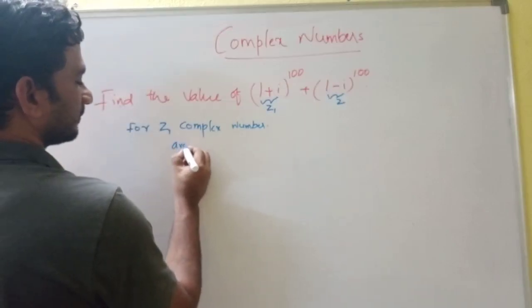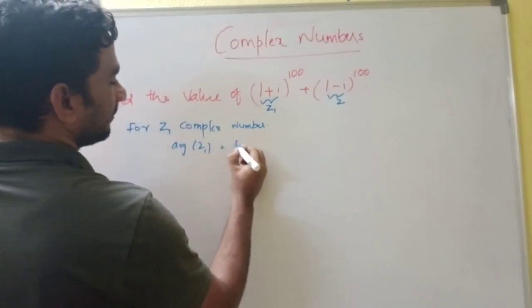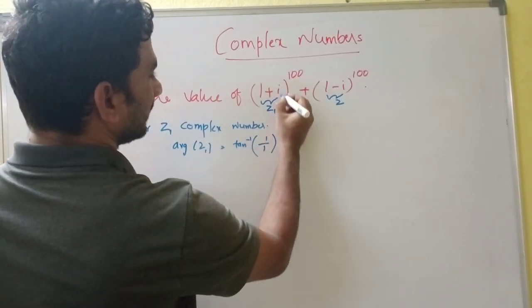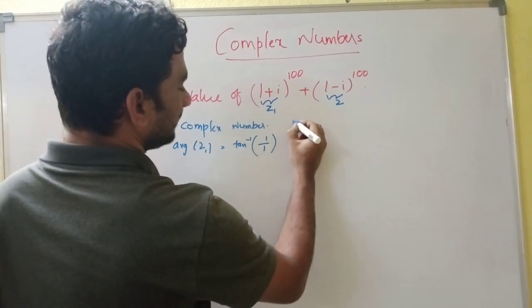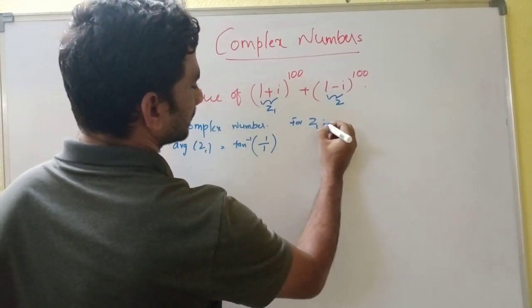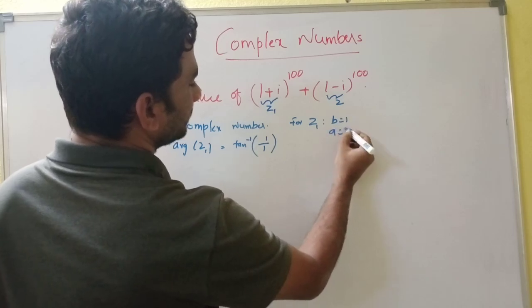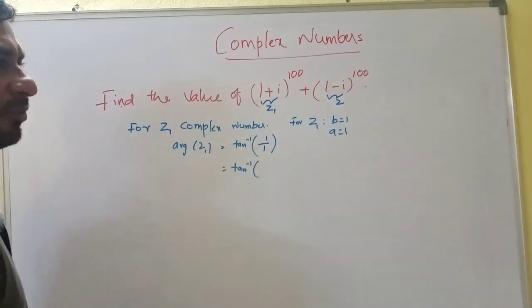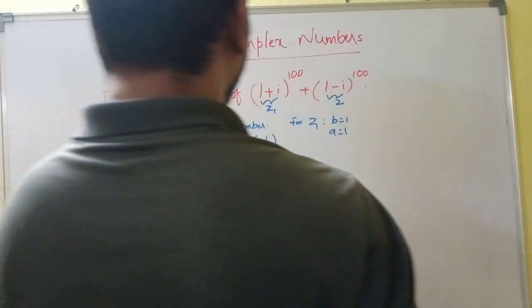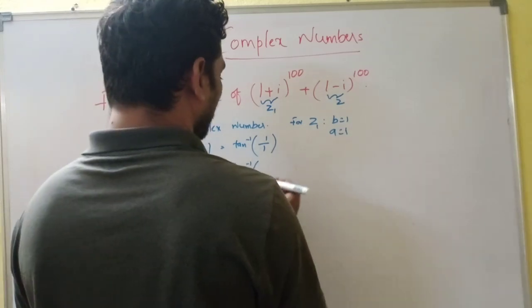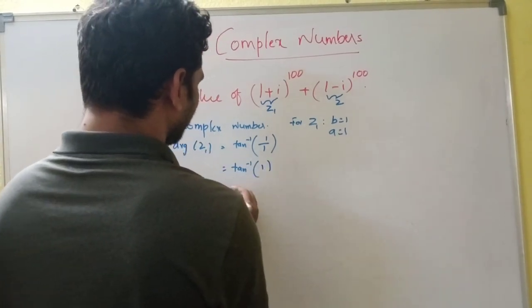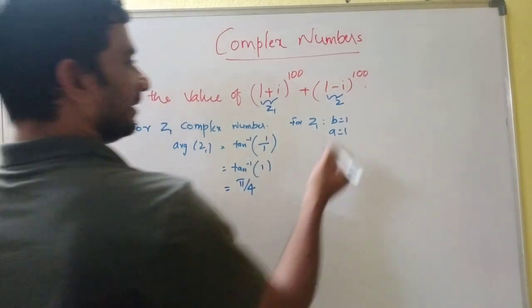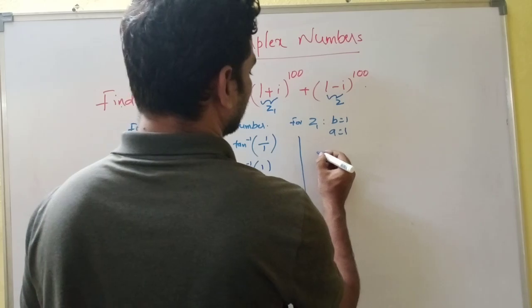For the Z1 complex number, the argument of Z1 equals tan inverse b by a. Here for Z1, b equals 1 and a equals 1. So this equals tan inverse 1. In the trigonometric table, the tan value equal to 1 is at pi by 4. So tan inverse 1 equals pi by 4. So this is the argument of Z1. Now let us take the argument of Z2.